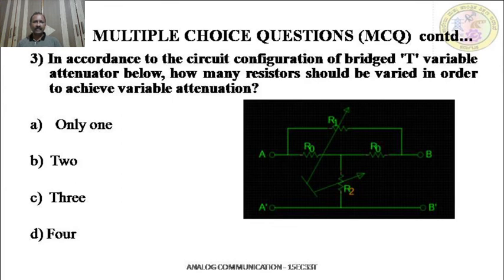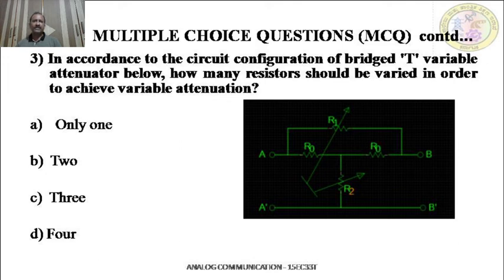Third one, in accordance to the circuit configuration of bridge T variable attenuator below, how many resistors should be varied in order to achieve variable attenuation? Option A, only 1, option B, 2, option C, 3, option D, 4. This is a bridge attenuator. In this case they have given R1, R0, R2.